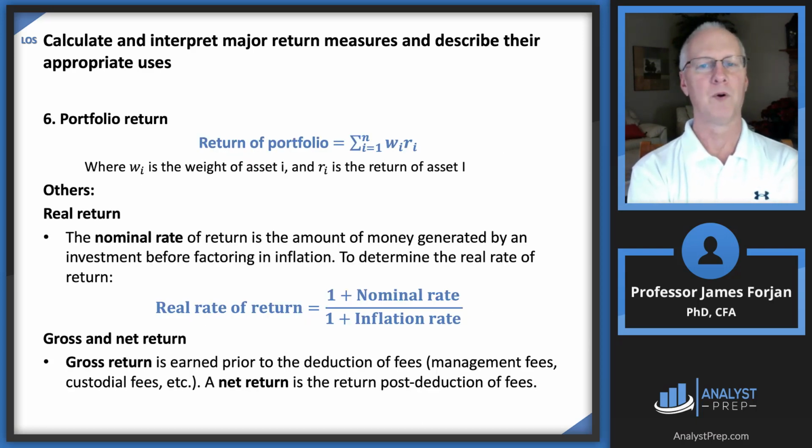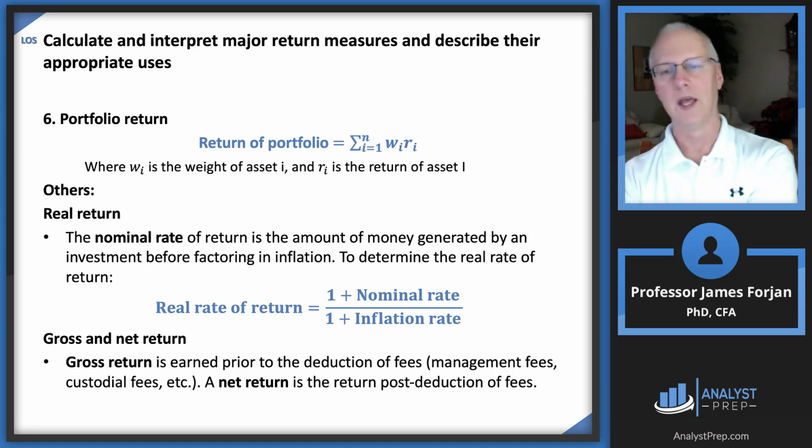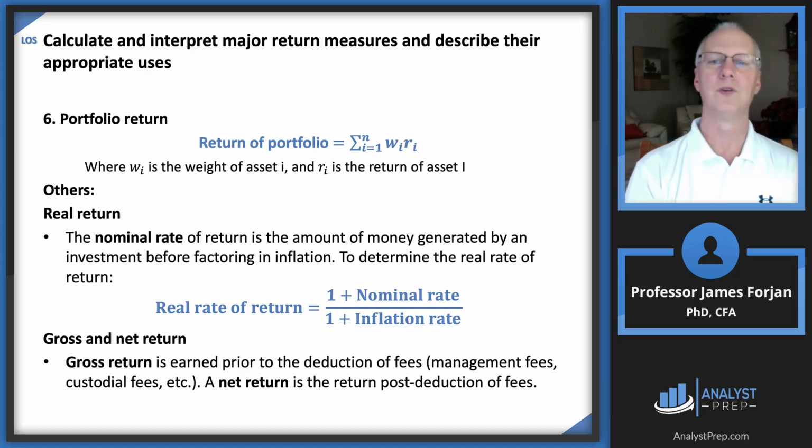All right, how about a portfolio return? Portfolio return is really just a weighted average of the individual returns on the individual assets. And so if we have 2 assets and we have 40% in one and 60% in the other, we're just going to take 40% times the return on one and 60% times the return on 2.